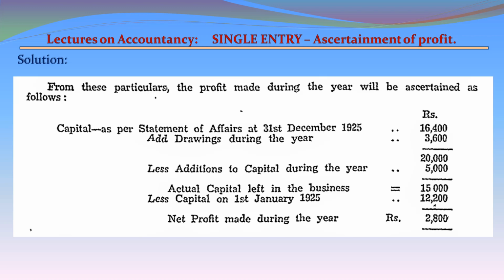Capital as per statement of affairs at 31st December is 16,400. Add drawings during the year, 3,600. Total 20,000. Less additions to capital during the year, 5,000. Actual capital left in the business is 15,000. Less capital on 1st January 1925, 12,200. Then the net profit made during the year is 15,000 minus 12,200, which is 2,800. This is how we ascertain the profit in single entry bookkeeping.